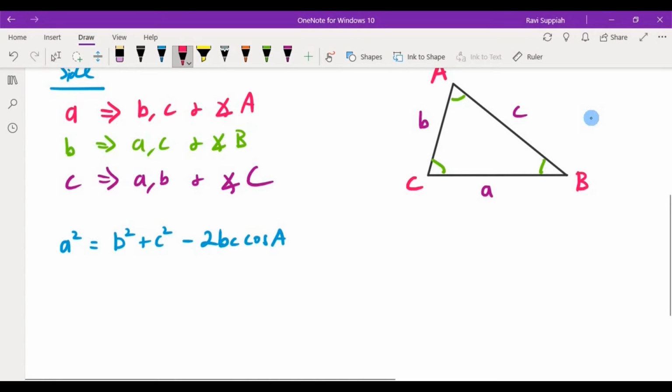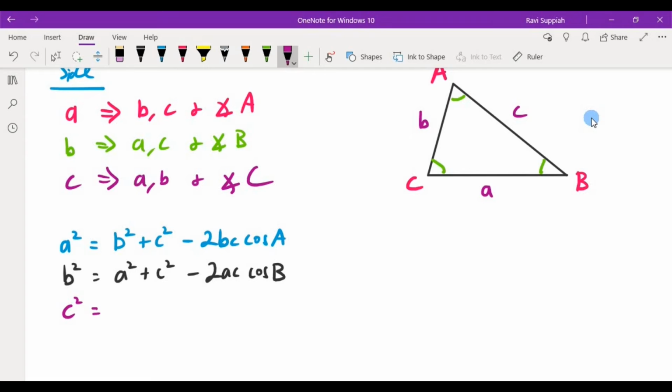Okay, so similarly, if I want to find B, B square equals A square plus C square minus 2AC cosine B. And finally, C square equals A square plus B square minus 2AB cosine C.